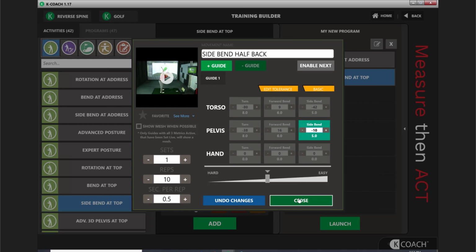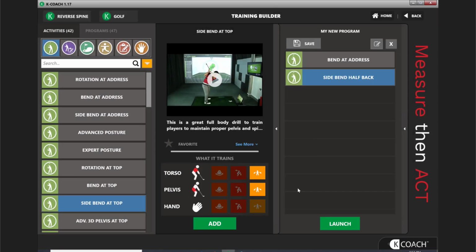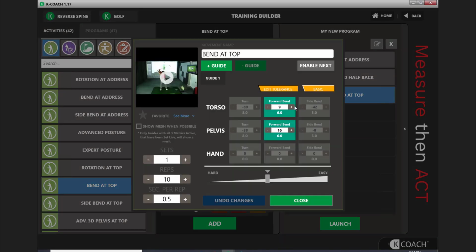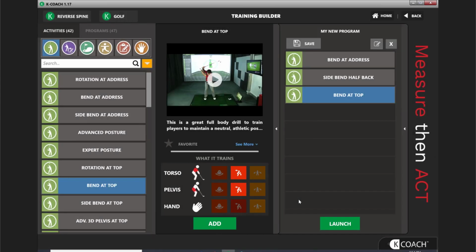So I'm going to close this. And then I'm also going to go bend at the top, which we know is what reverse spine angle is, upper body bend. So I'm going to go in here. I'm going to take off the pelvis, just focus on the upper body. And I'm going to give this 6 plus or minus 6. So once it goes past 0, they lose the tone. Okay, so there's my program.